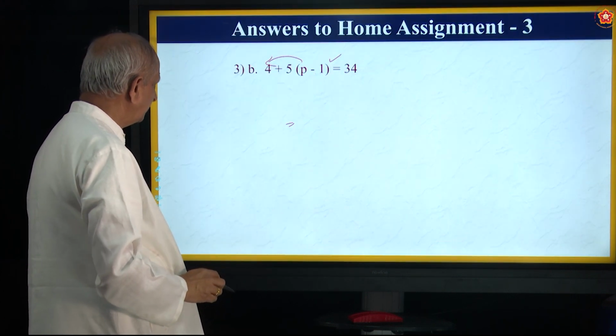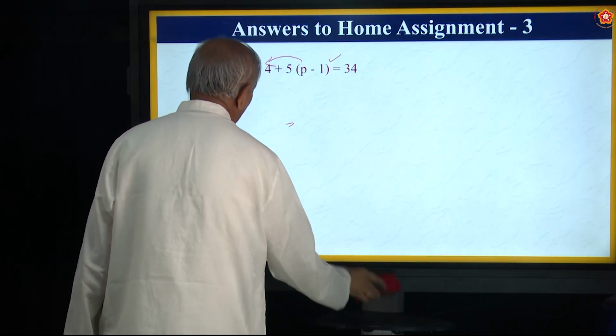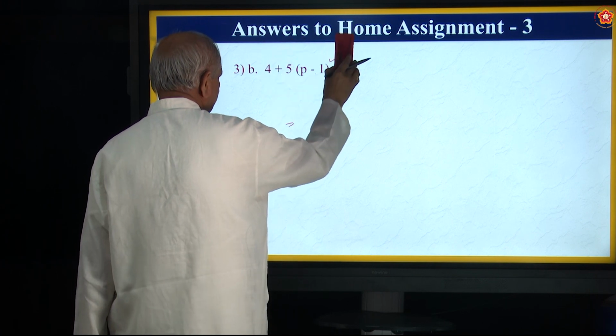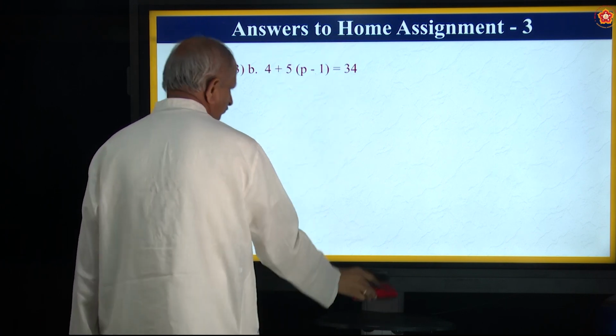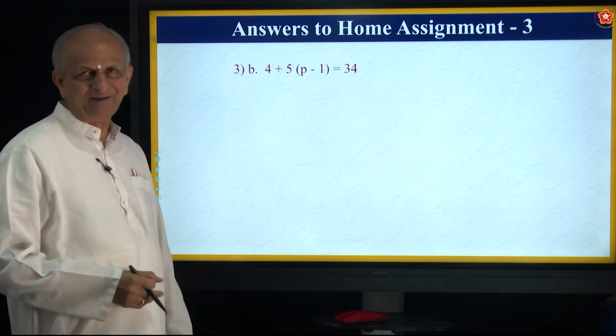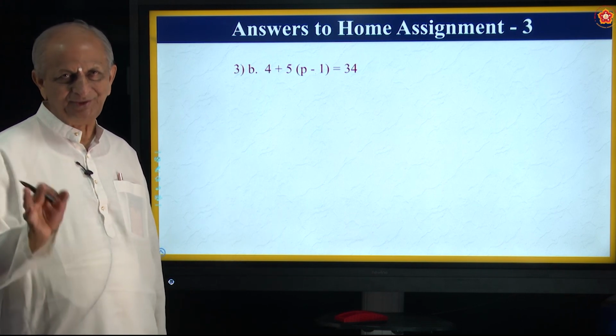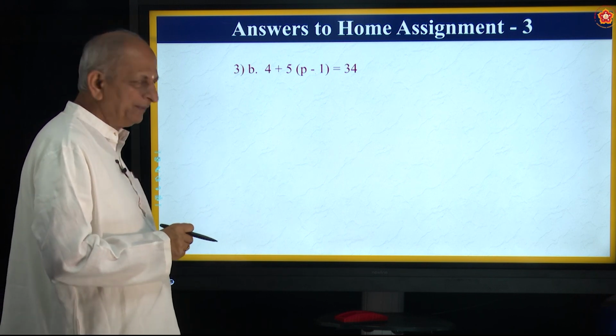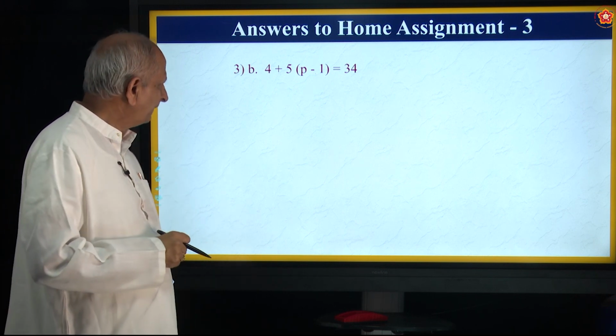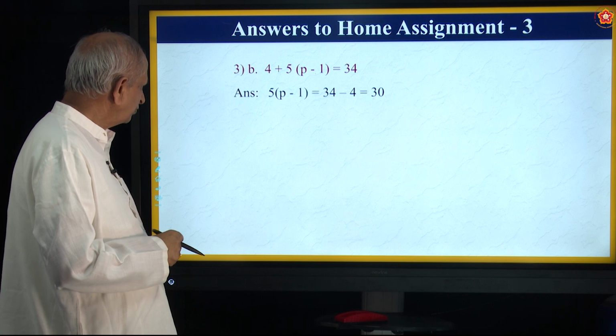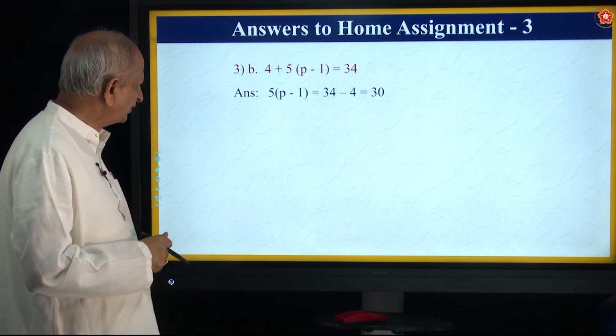I think some of you have done it already. Now one more question. Come on, how many have done it? Yeah, you have done it? Okay, check once again. What is the variable here? P. So 5 into (P minus 1) plus 4 is equal to 34.